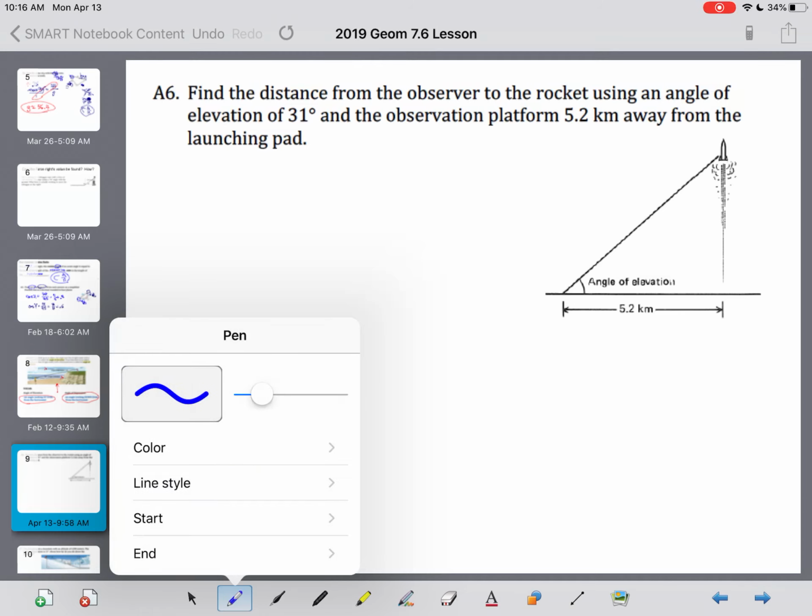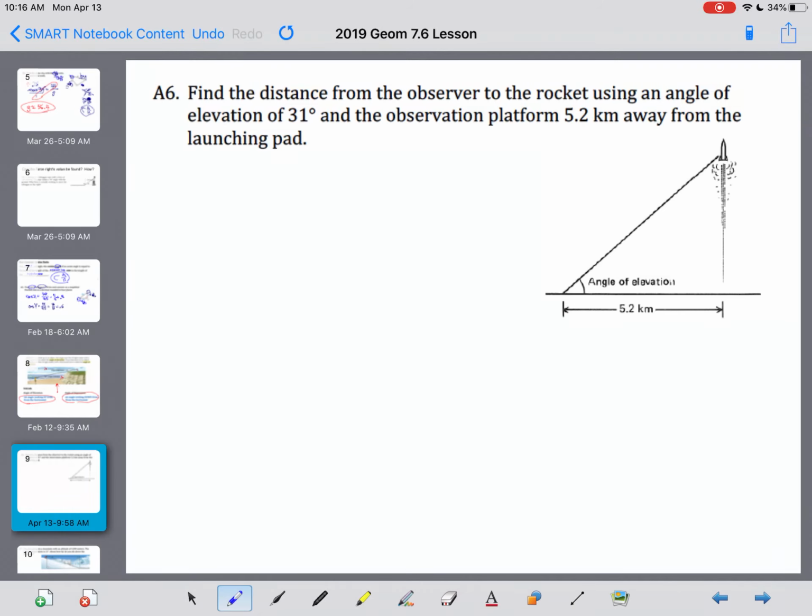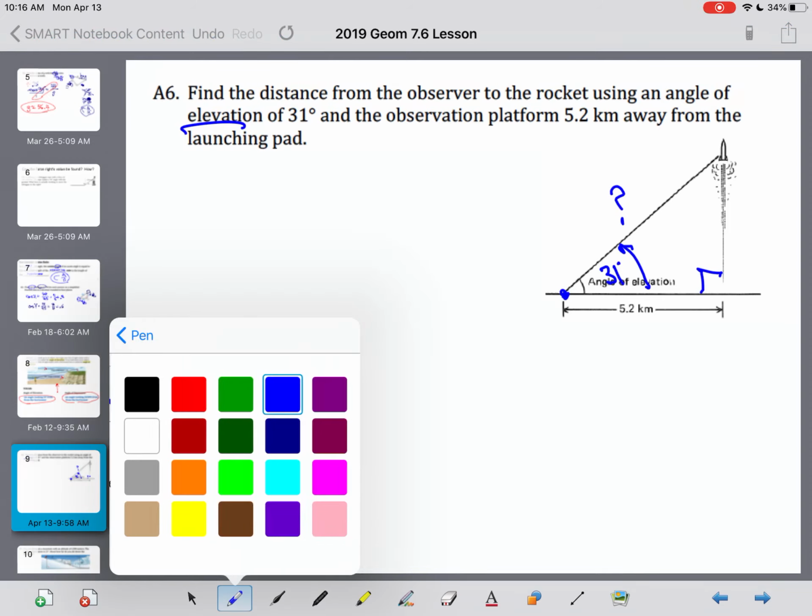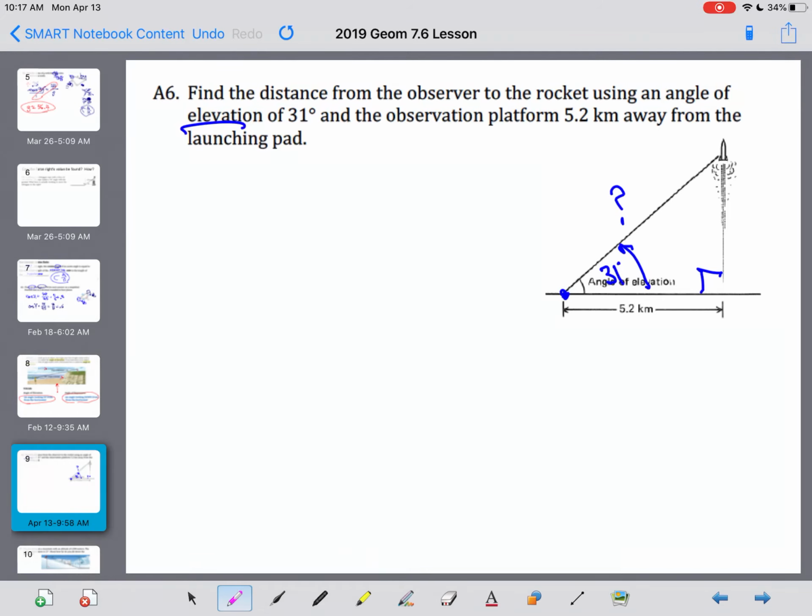So now moving on to this problem here, we have: find the distance from the observer's position here to the rocket using an angle of elevation of 31 degrees. So this is 31 degrees because it's an angle of elevation, an angle up. The rocket's taken off perpendicular to the ground. So now we can say we have an angle of interest, we have the adjacent, and we're looking for the hypotenuse.